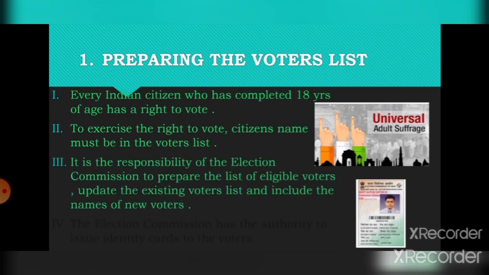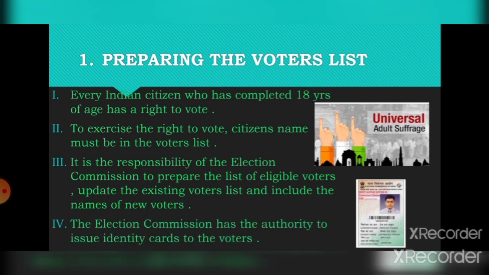It is the responsibility of the election commission to prepare the list of eligible voters, update the existing voters list and include the names of new voters. The election commission has the authority to issue identity cards to the voters. So it is a very important document. Before election, the voter ID is issued to the new voters, and when you go and cast your vote, that time the voter ID is very much needed.